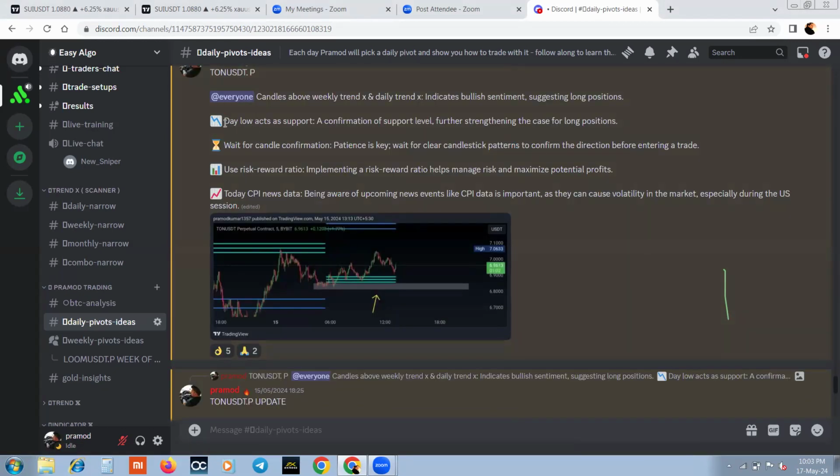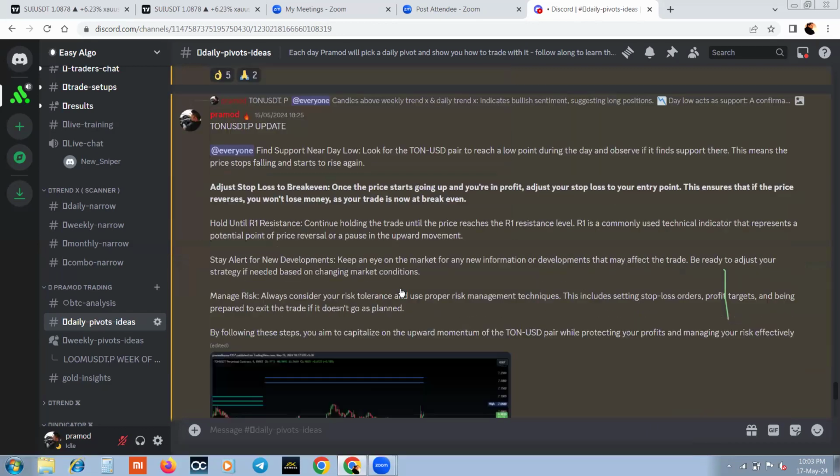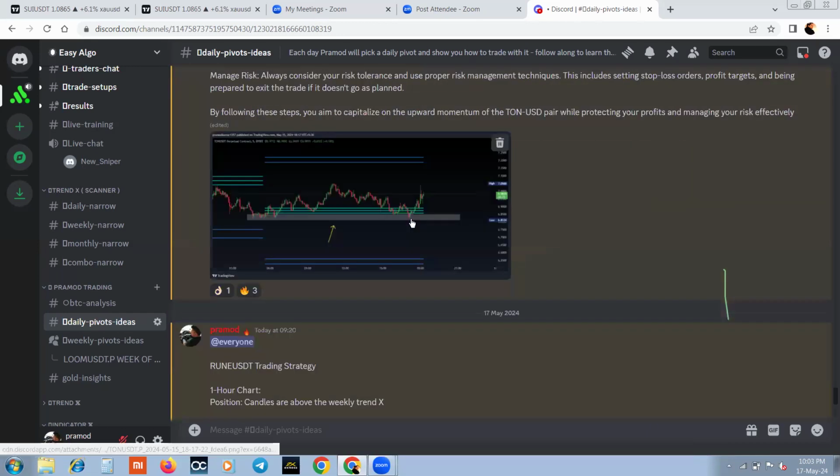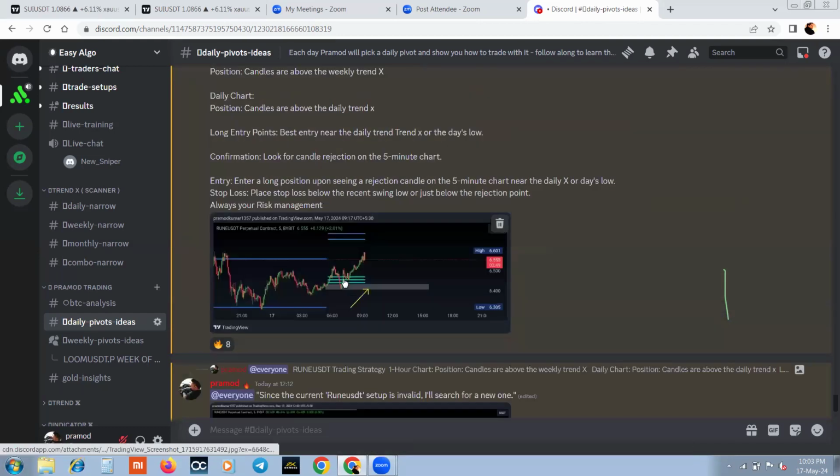So what I mentioned here, you can read. Day low acts as a support, a confirmation of support level. I told you the market can go from here. Did it take support? Yes, it went right. You see, the market went till here. So is it working or not? Working.